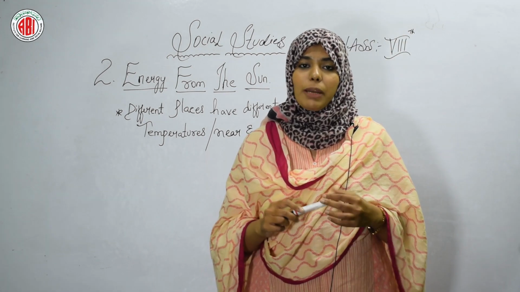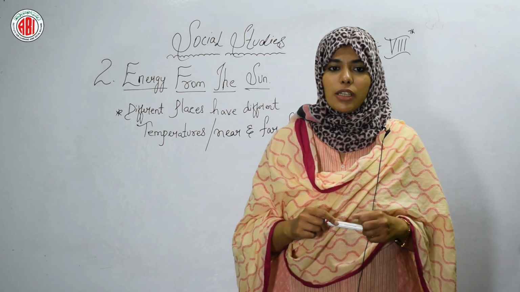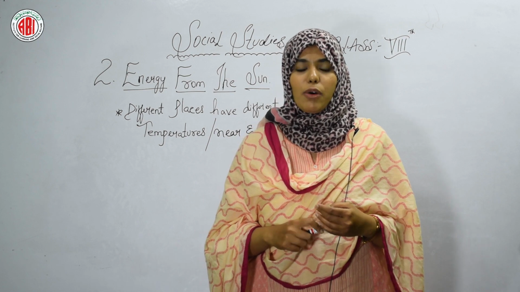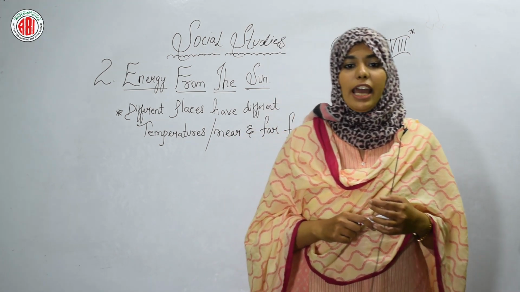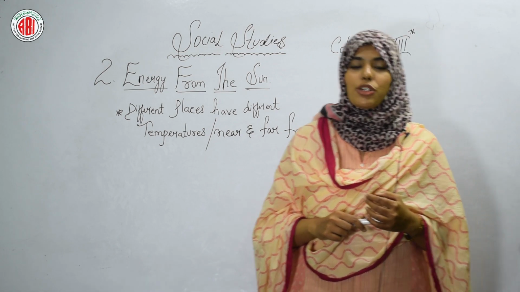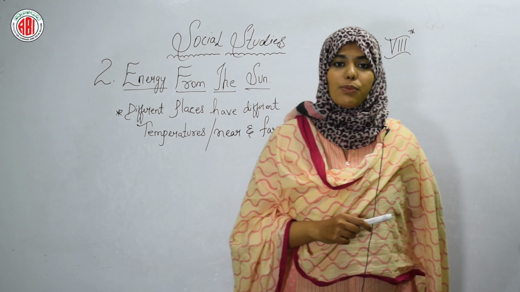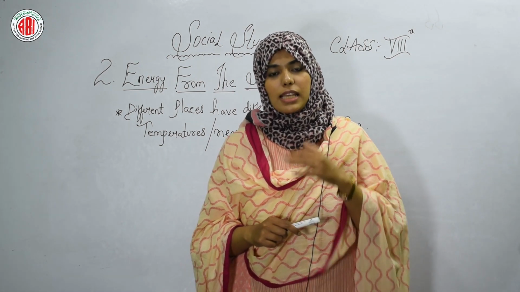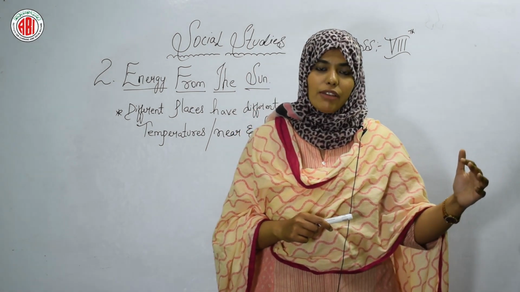You know that different places have different temperatures. Did you know why they have different temperatures? There are many reasons. Now we will take a look at some of the possible reasons. Places that are near the sea and far away from the sea usually have different temperatures. So children, the places which are very near to the sea have different temperatures, and the places which are completely far away from the sea also have different temperatures.